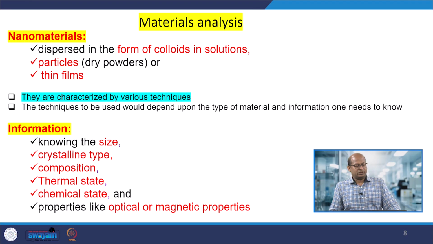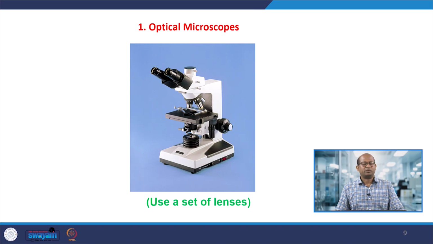I said that nanomaterials will be prepared, maybe in the form of colloid solutions, or in the form of particles or thin films. Depending upon our applications we can prepare different nanomaterials in different forms. We have to analyze them with the help of specific characterization. So we can get the size of the material, crystalline type, composition, thermal states, chemical states, and optical or magnetic properties, many properties of that particular material.